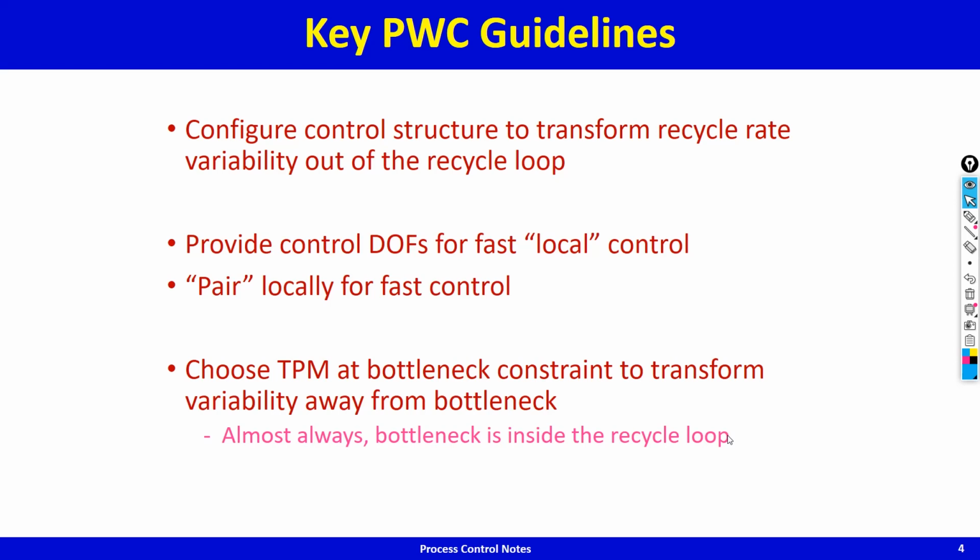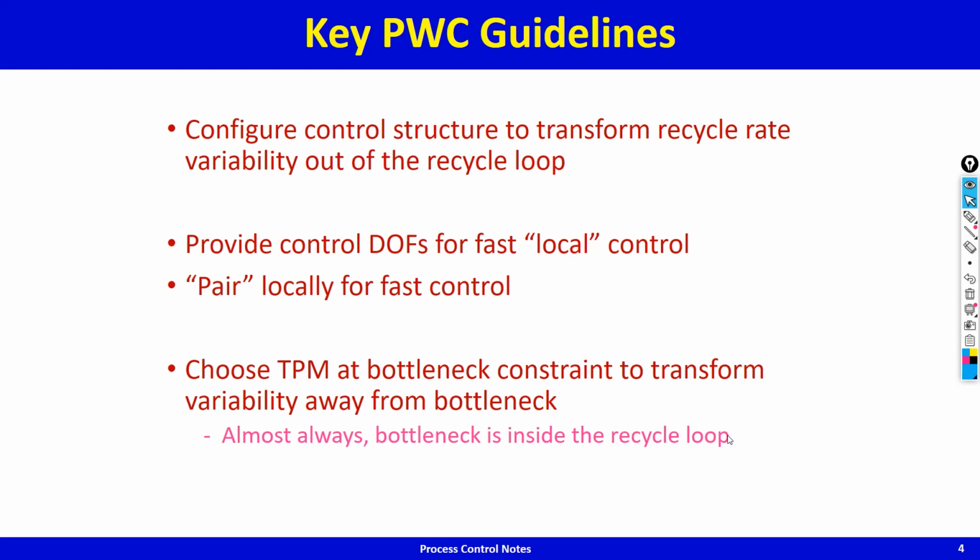The plant should be such that there are control degrees of freedom that allow fast local control. What do I mean by local control? That means if you want to control a process variable in a unit, there is a manipulation handle in the unit that gives tight control for that. If the degree of freedom is far away, the dynamics is going to be slow, and therefore the control is going to be loose. Here the degree of freedom for control is close by, it's local to the unit. And then you pair locally for fast control. Because the pairing is local, the dynamics is fast. Because the dynamics is fast, the control can be tight.